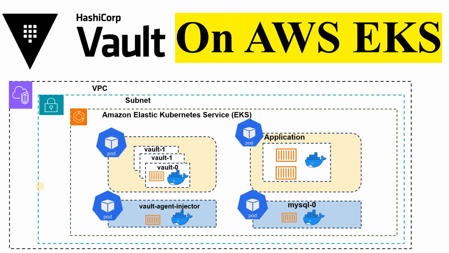Hey, hi. In this video, we're going to see how to host HashiCorp Vault on AWS EKS. As you see in this PPT, this PPT depicts my demo. Here, I'm going to spin up an Amazon EKS cluster. On top of the Amazon EKS cluster, we're going to deploy the HashiCorp Vault using Helm charts.